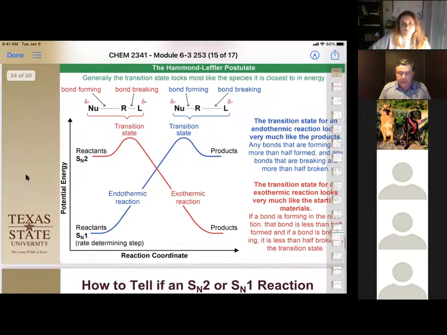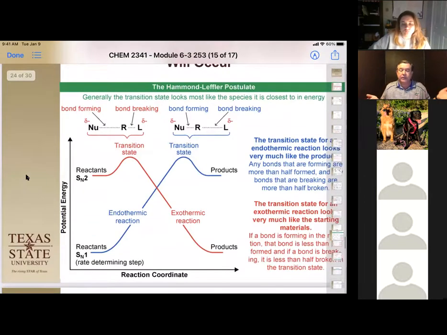Okay, so let's look at this from the perspective of the Hammond postulate here. SN2s always give an exothermic product because we have a single transition state. We're forming a bond and breaking a bond. And that intermediate looks much more like the starting materials because the nucleophile has to start forming the bond before we start breaking the bond in the leaving group. And it gives us that exothermic reaction.